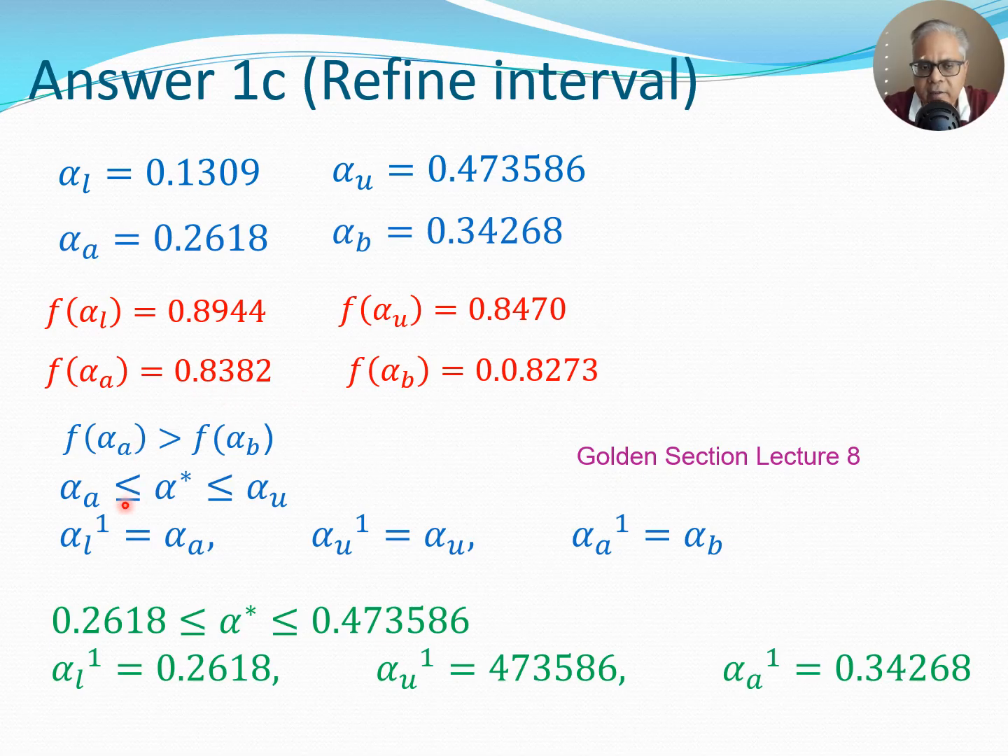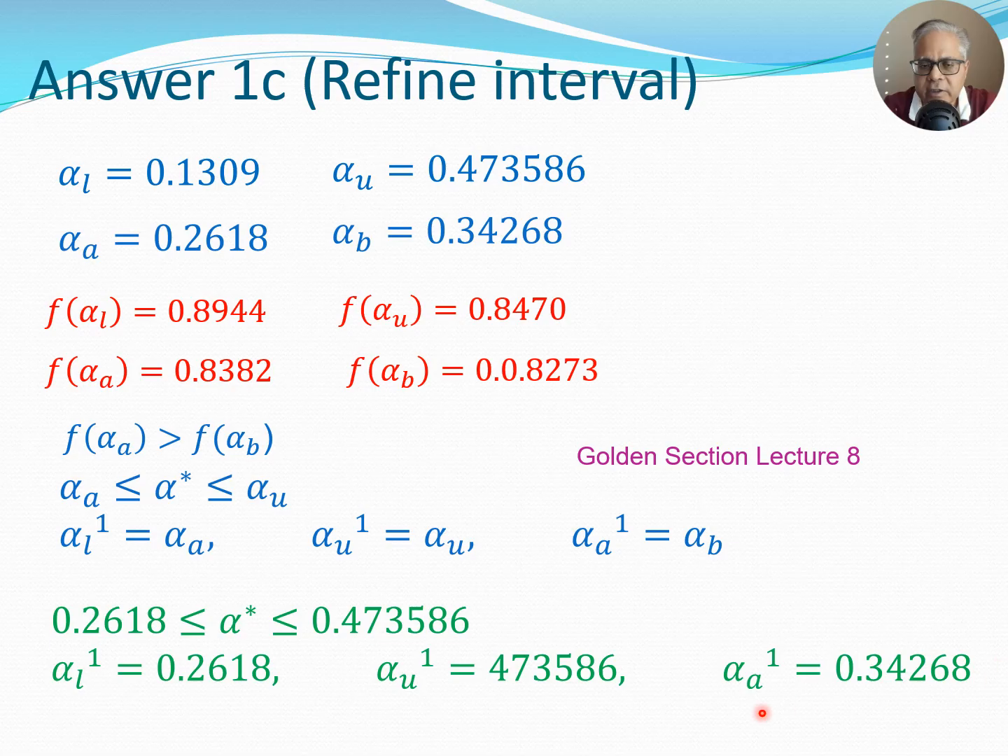So from there, I can conclude that alpha star will lie between alpha A and alpha U. Now I have shown this graphically in the lecture 8. So take a good look at that particular graph. It's going to help you figure out how we have come up with some of this math here. So in this case, this condition is true, then I can set these values of the lower bound, the upper bound, and the point A. And I put the superscript 1 here to simply show that these are the new values.